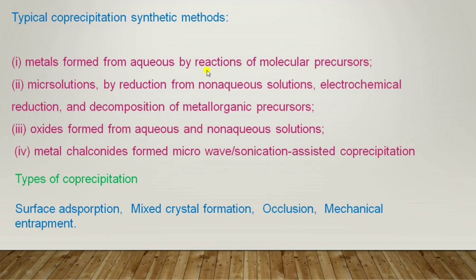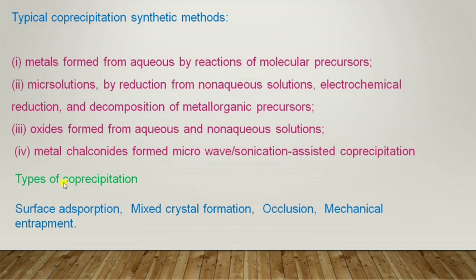Typical co-precipitation synthesis methods are: metals are formed from aqueous solutions by reactions of molecular precursors. Also, we can prepare metals by reduction from non-aqueous solution. Also, electrochemical reduction and decomposition of metal organic precursors can form them. The oxides are also formed from aqueous and non-aqueous solution. The metal chalcogenides are formed by microwave or sonication assisted co-precipitation.